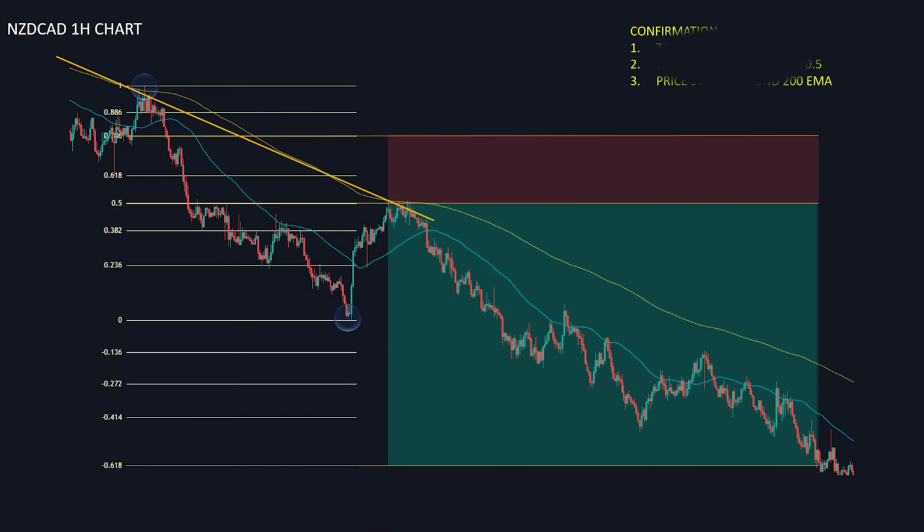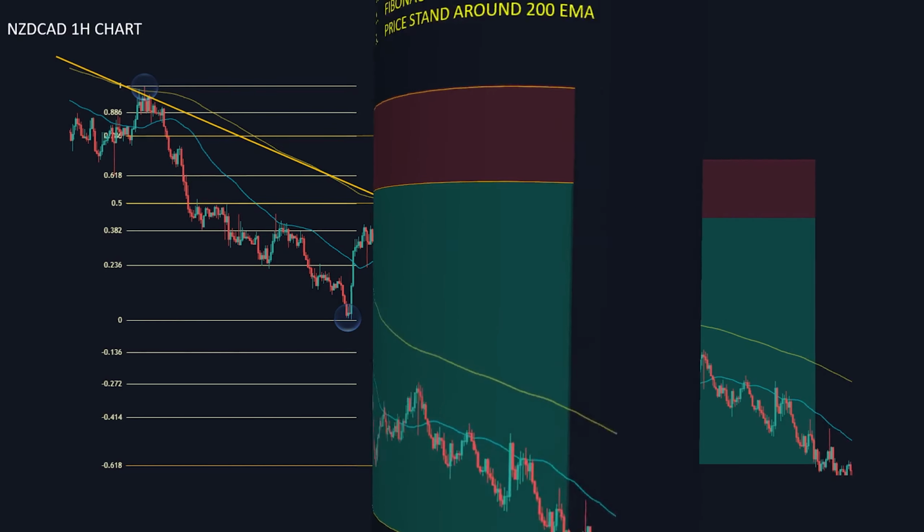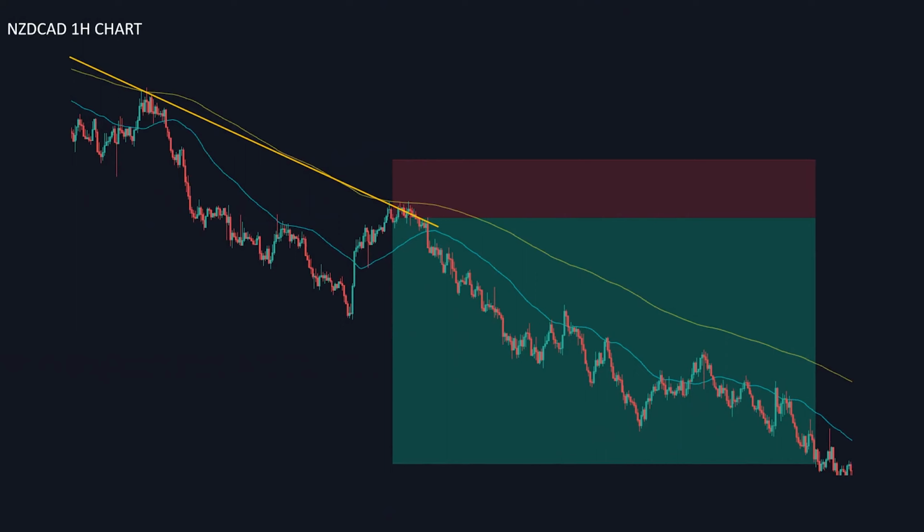The first one is the trend line. The second is the Fibonacci retracement 0.5, and the third one is price stand close to 200 EMA. Now let's use the second strategy to trade. We can observe below the trend line that the price forms an engulfing candle. At this time, we will be able to trade. Just set the stop loss above the trend line. We have one more confirmation with this strategy, which is the engulfing candle.